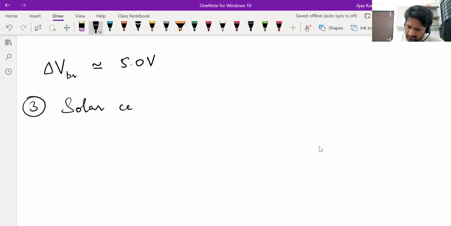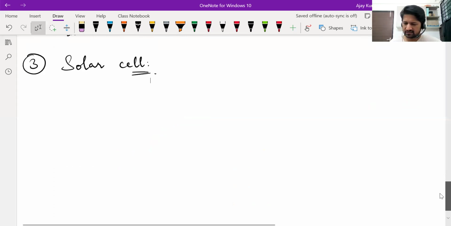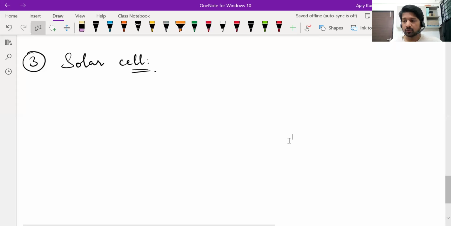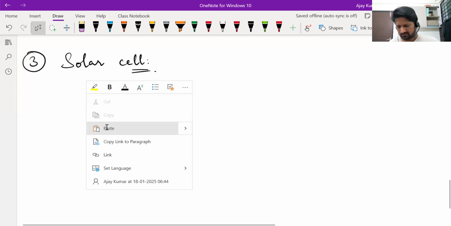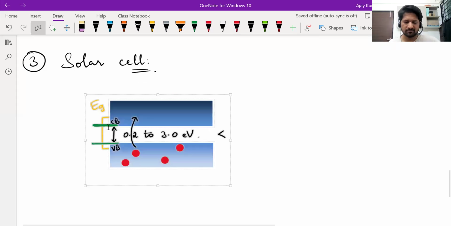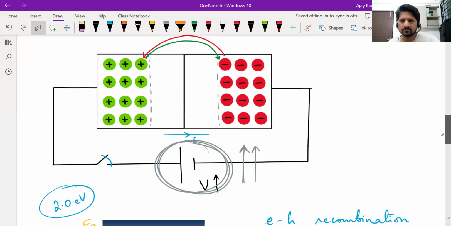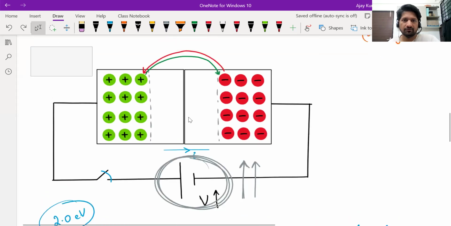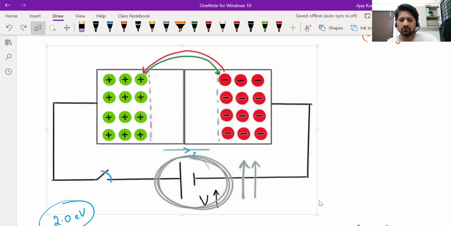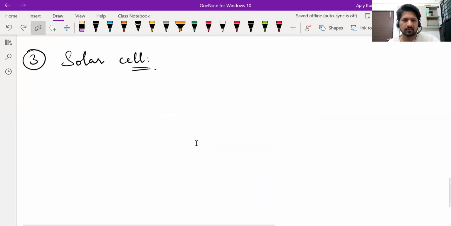The next device is a solar cell. Very popular these days. Solar cells are basically devices which can produce electricity when light falls on them. So producing electricity means what? Producing a voltage when light falls on them. How do they work? Again, a solar cell is also based on a PN junction itself. But we will not be biasing the PN junction because we want the solar cell to produce voltage. We are not going to supply any voltage to it.